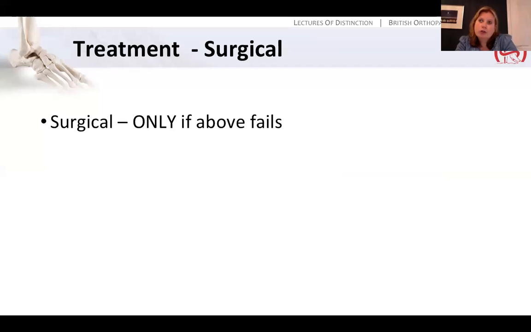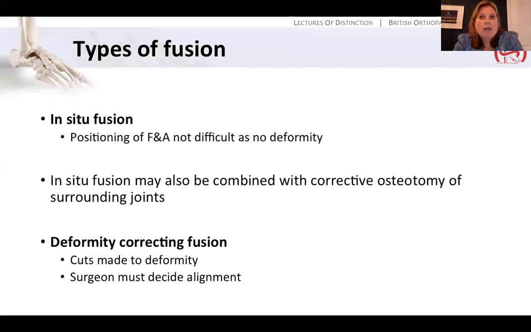So surgical treatment for midfoot arthritis is really only if all of the conservative treatments fail. So when we talk about midfoot arthritis, really, we don't have any replacements that we can do. It's really all about fusion. So it's worth talking about the different types of fusion that can be done. And essentially you have two big ones.